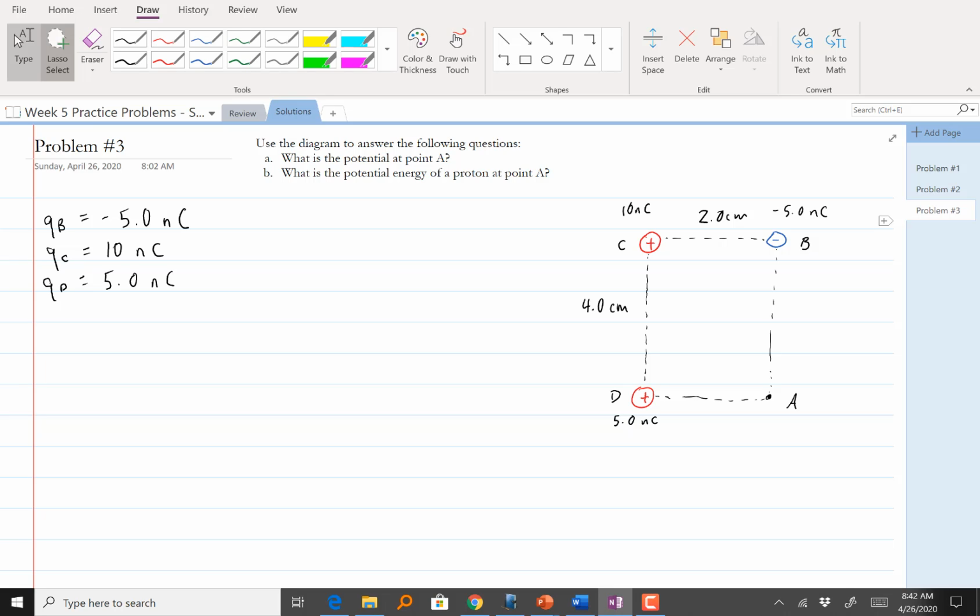All right, so for A, I want to know what the potential at A is. Again, this is the same as electric potential or voltage, so what's the voltage at point A? And to do that, I'm just going to add up all of the individual voltages. All right, so I can say that the voltage at A is going to be equal to the voltage from the charge at B plus the voltage from the charge at C plus the voltage from the charge at D.